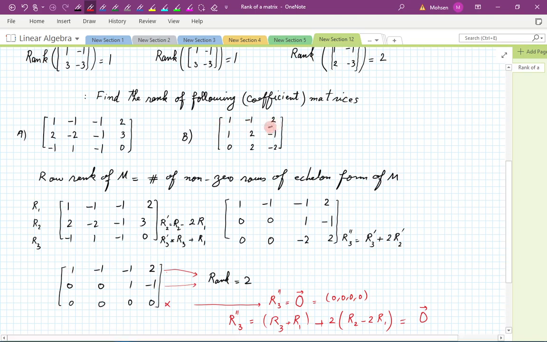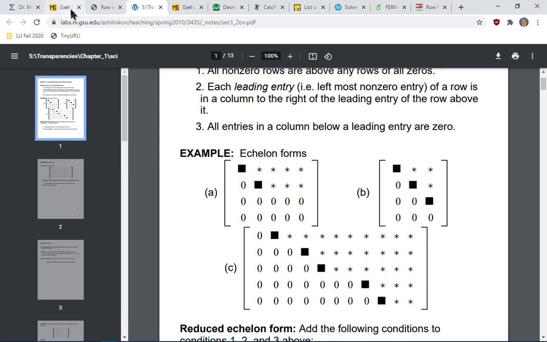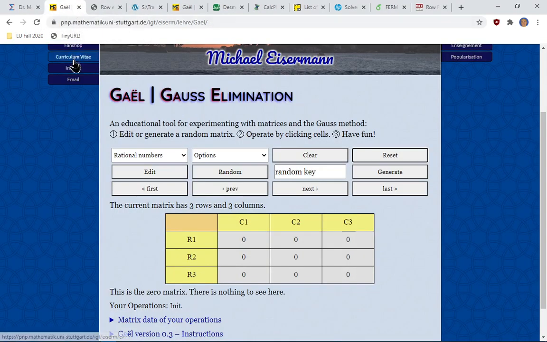Perhaps you go ahead and take the second matrix and calculate the coefficient matrix of that. But let me just show you again, as a matter of practice, how we do this on that software. It would be a good idea for us to practice this Gauss software. To search for it, you can search for Michael Iserman Gauss Elimination for it to come up for you.